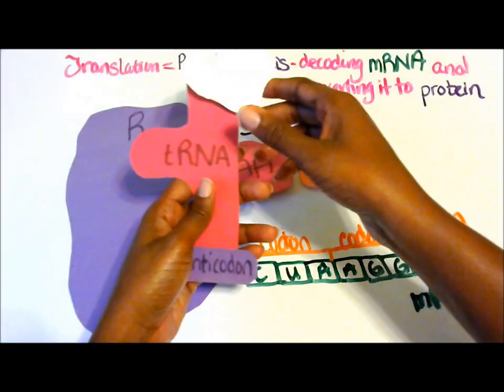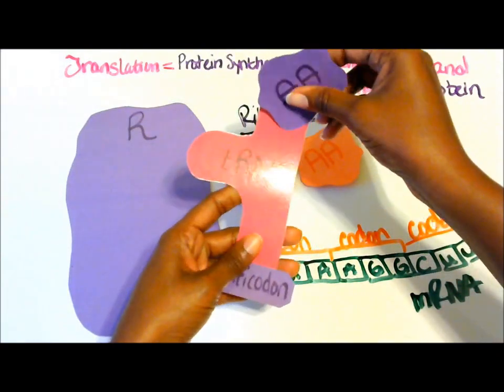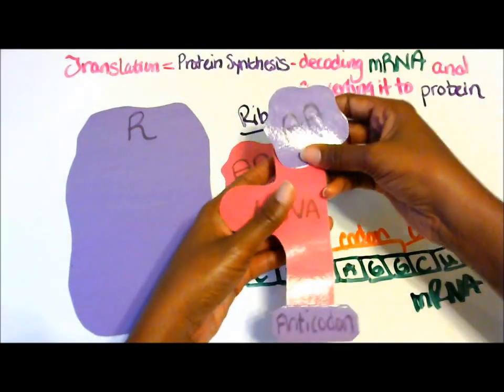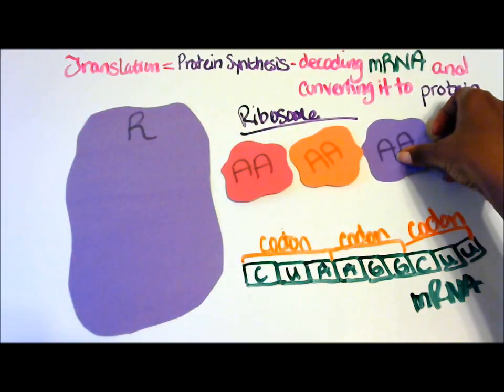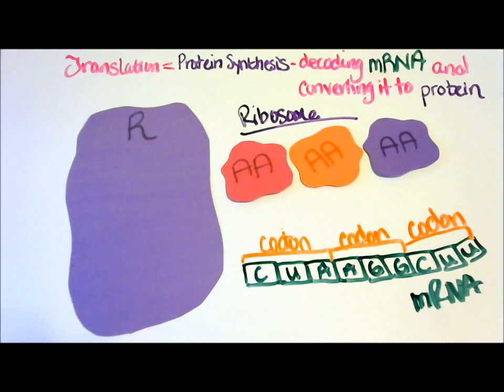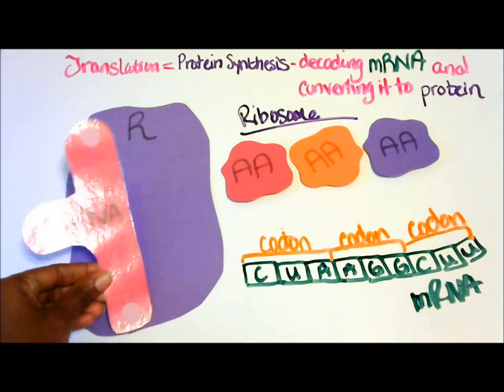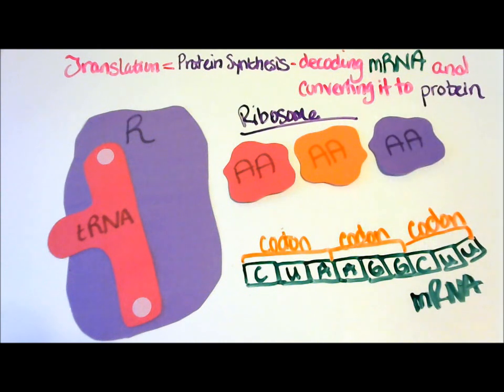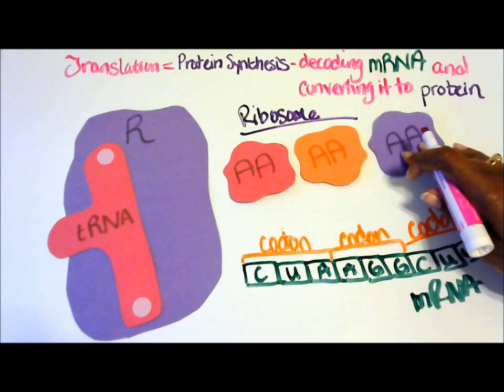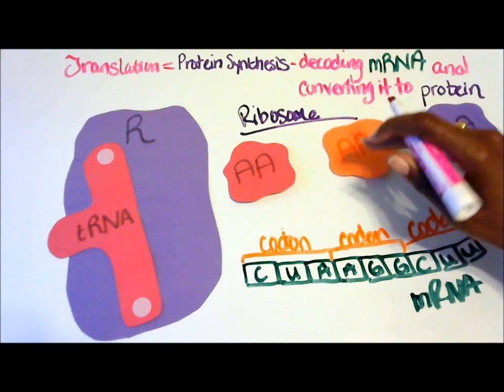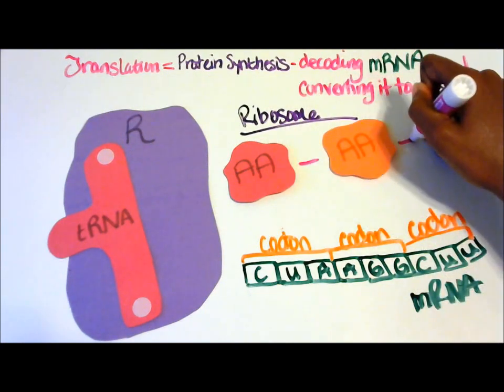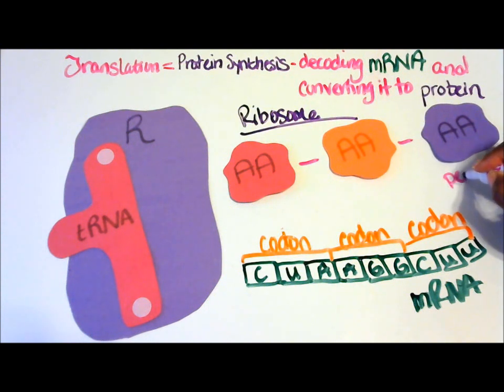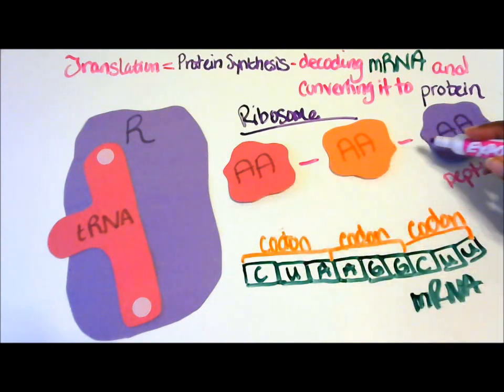Another transfer RNA comes in, reads the codon, and leaves its amino acid. Now we have our amino acids that are linked by peptide bonds. And this is a polypeptide chain.